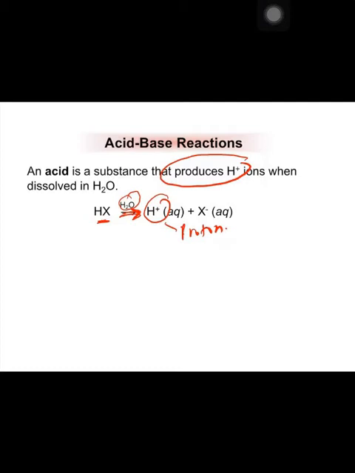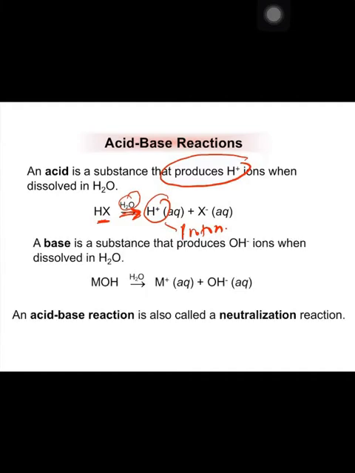And then for the base, a base is a substance that produces OH minus ions when dissolved in H2O. Same here, this is our base, single headed arrow, and the most important thing is that it must produce OH minus, then we know that this is a base.